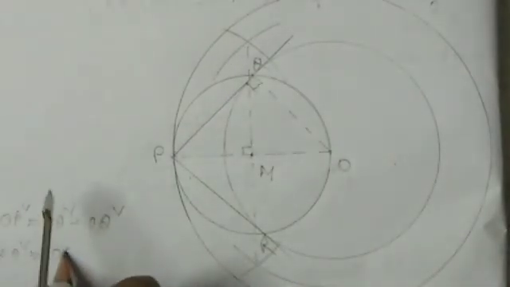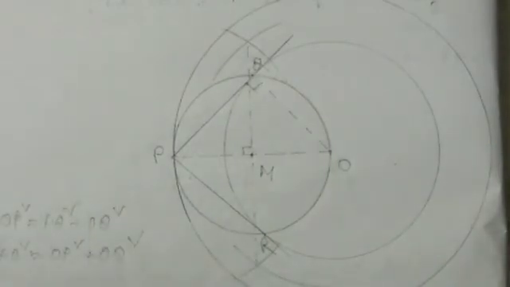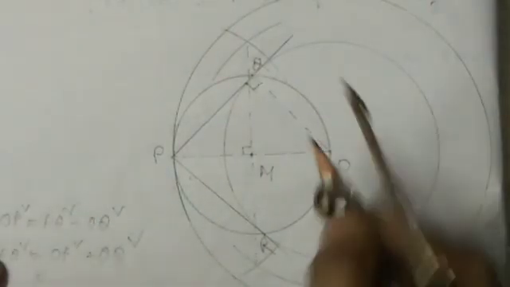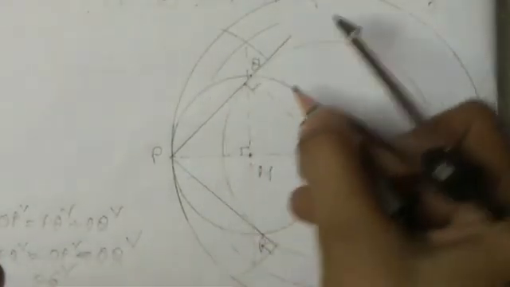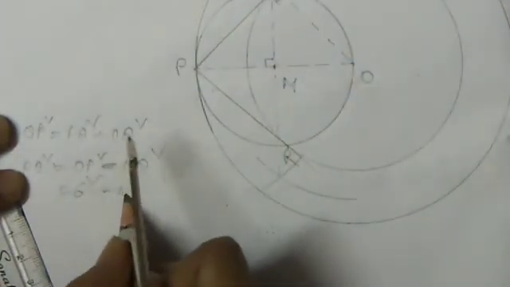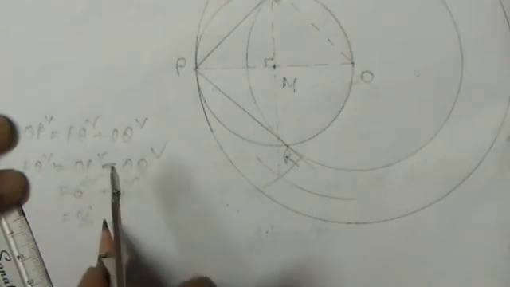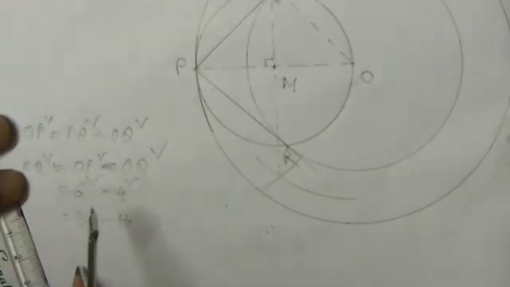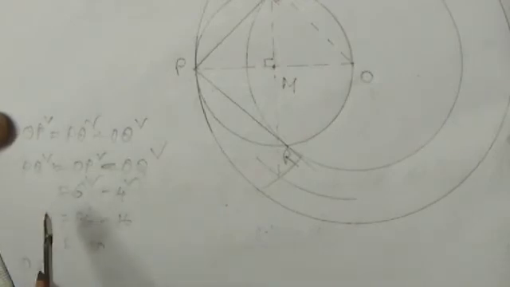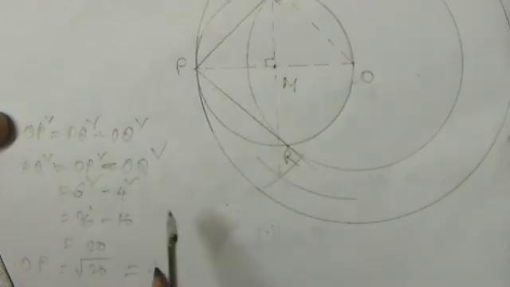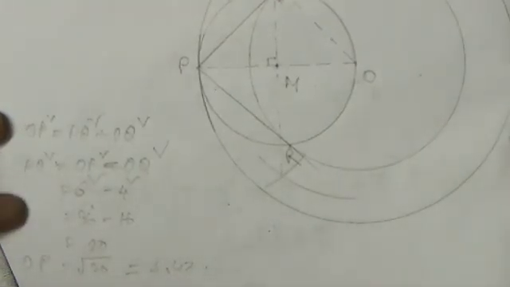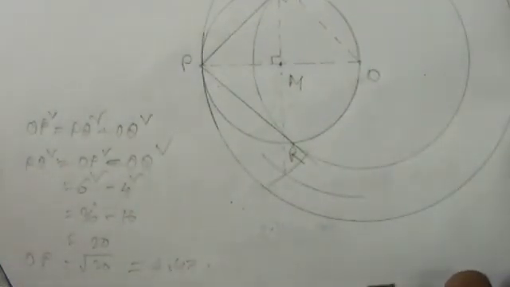PQ square is equal to OP square minus OQ square, sorry, not plus, it is minus. OP was 6, and OQ is the radius of this whole circle, so it is 4. So it is 36 minus 16, so it comes 20. Therefore PQ is square root of 20. If you find the square root of 20, approximately this value you will get. So thus we can make the tangents.